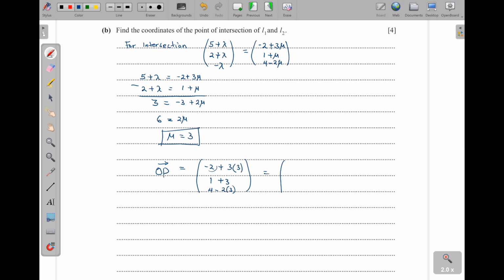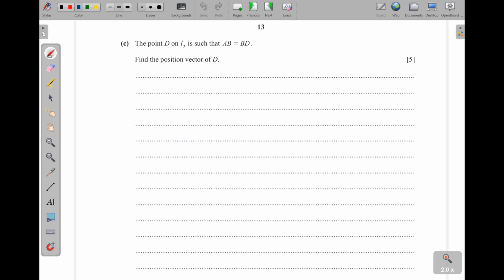So this one will give us -2 plus 9. That one gives us a 7. And then 1 plus 3, of course, that is a 4. And then 4 minus 6, that one will give us a -2. So meaning this is a position vector. If you leave it like that, you're not going to get the final answer. So the coordinates of that point of intersection, if I let it be P, is going to be 7, 4, -2, like that. So you write the coordinates horizontally, okay?